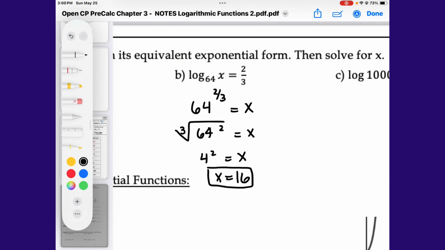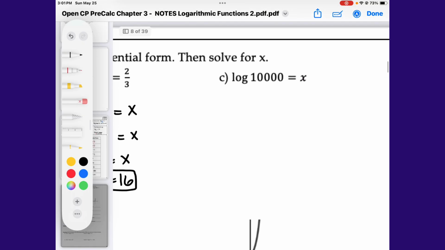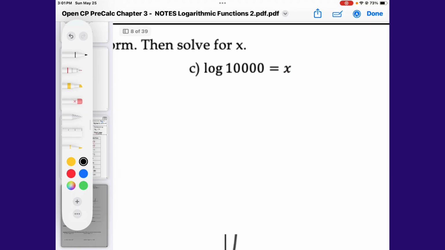In order to do B, you have to be comfortable rewriting rational exponents, which means your exponent is a fraction, into a radical form. So the root is on the bottom, so that goes up front, and then the top number stays as an exponent. All right, here we don't have that base of 10, so we can write it in if we want. And then we have 10 to some power.